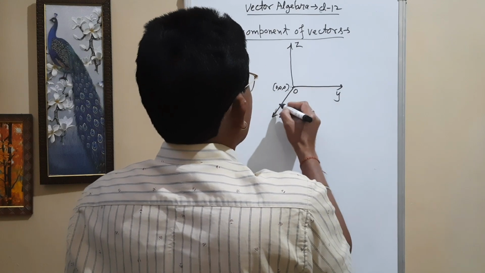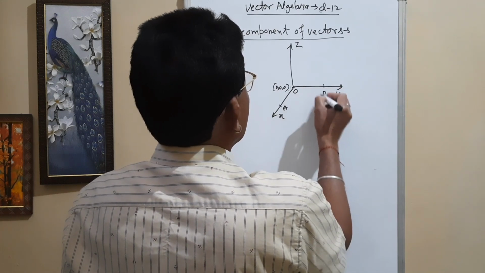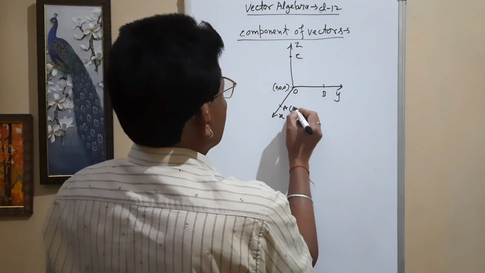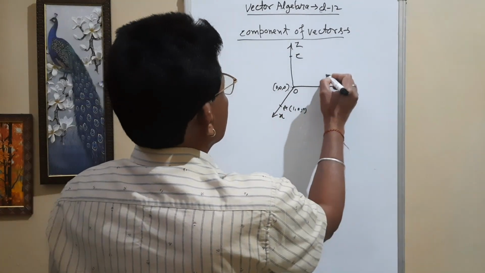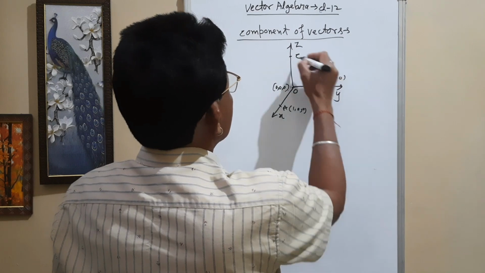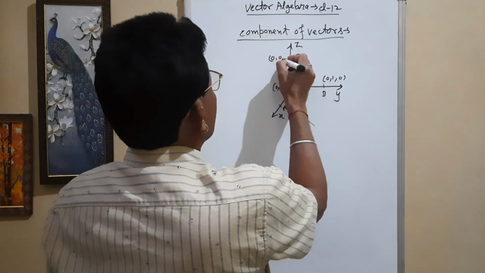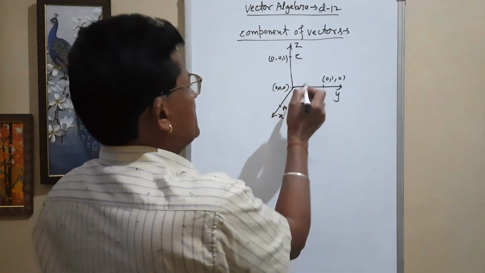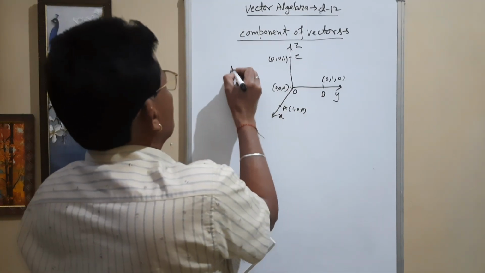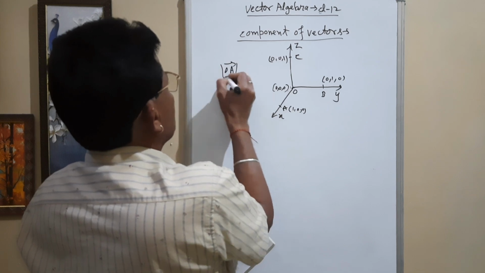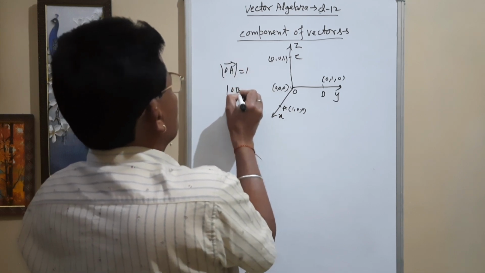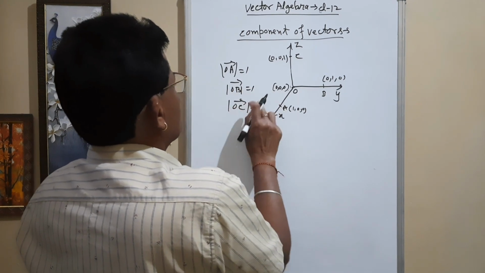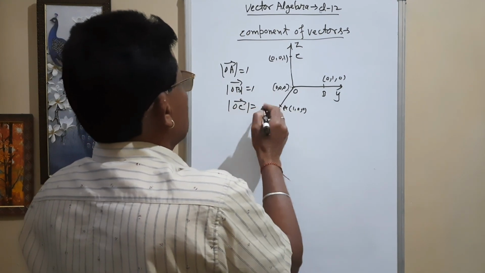Okay, and let me take the point A, point B, point C on the x-axis, y-axis and z-axis. The coordinates of the point A are 1, 0, 0, of B will be 0, 1, 0, and of C will be 0, 0, 1. Because the length OA, this is a vector, its magnitude will be 1, magnitude of OB will be equal to 1, and magnitude of OC will be equal to 1. That is why it is a very, very important thing which I am telling you.